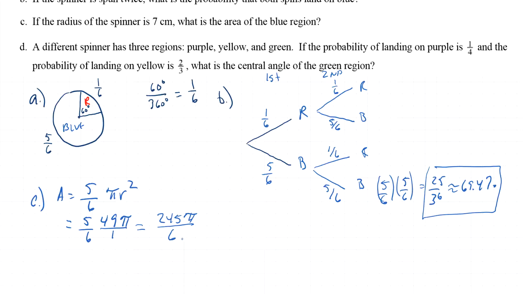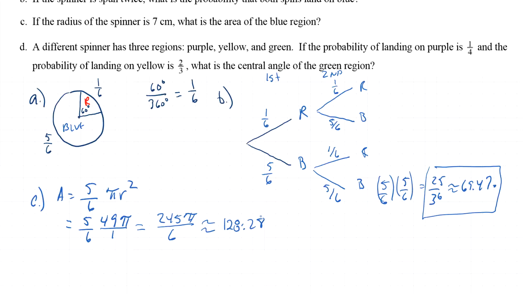And 6 doesn't go into 245. I don't even know if we can reduce it. Let's see. No, we can't reduce it. So you could leave your answer in exact form, which is this form, or you can do an approximation. You could do 245 times pi and then divided by 6, and then your answer is approximately 128.28. Alright, so that was C.